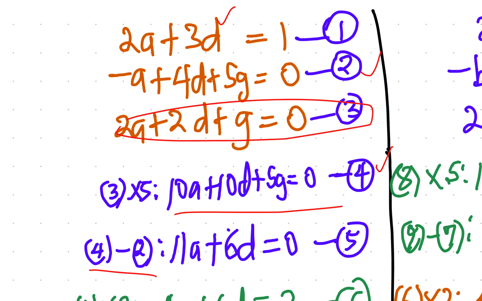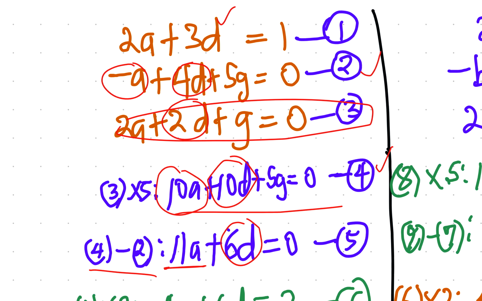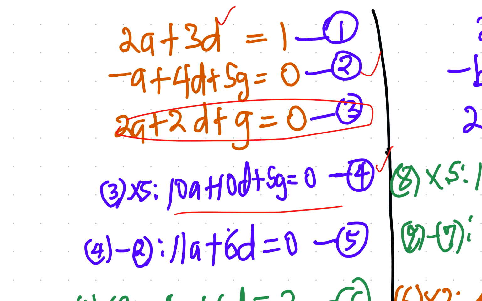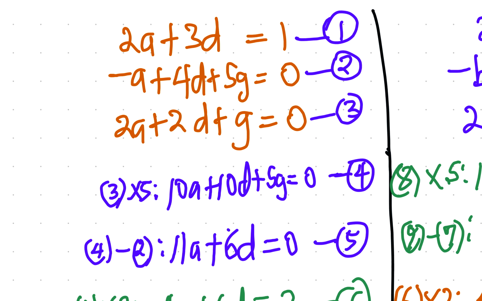So 10A minus minus A, that's 10A plus A, that's 11A. Then 10D minus 4D, that is 6D positive. Then 5G minus 5G, that is 0. So no G, that's what we need. Then 0 minus 0 is 0. So by doing this now, I have eliminated G. So we can now solve this and this together, because they both have terms in A and D. So we can solve them like a 2 by 2.